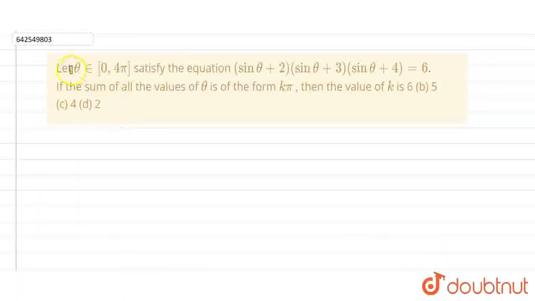Hello everyone, this is the given question here. Let theta lie in the limit 0 to 4 pi and satisfy the equation (sin theta + 2)(sin theta + 3)(sin theta + 4) = 6. Then we have to find the sum of values of theta, which is of the form k pi. Then the value of k is: option A is 6, option B is 5, option C is 4 and option D is 2. So first of all we will write this equation, then we will try to solve it.